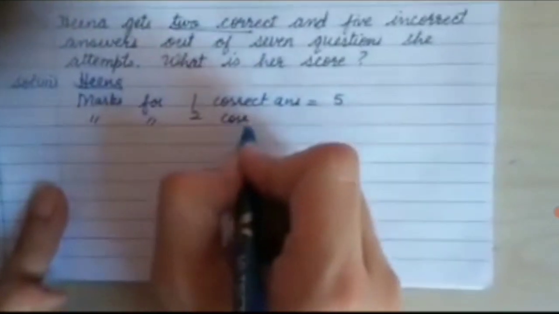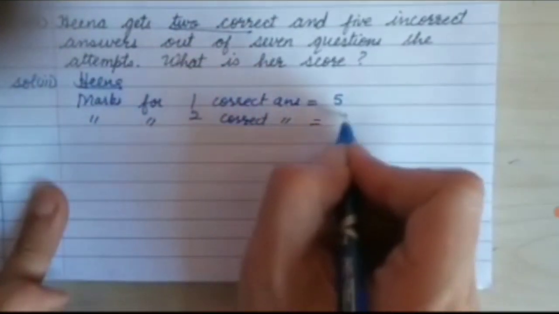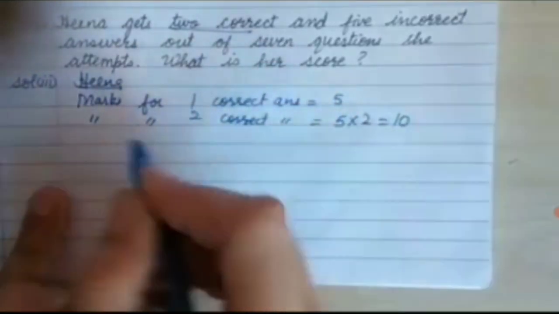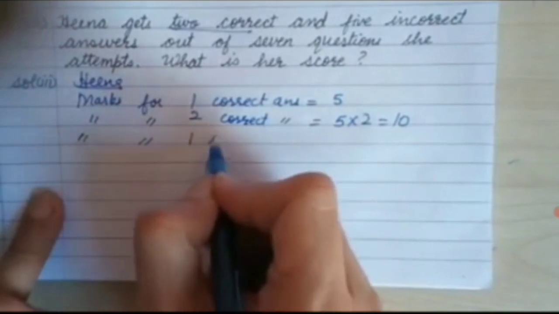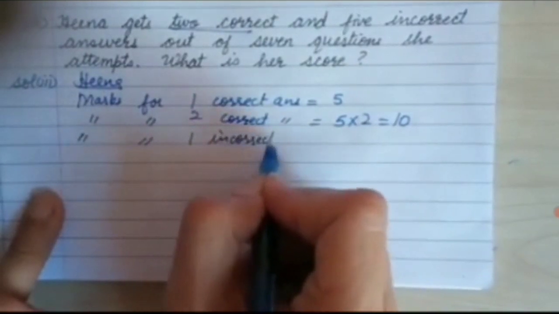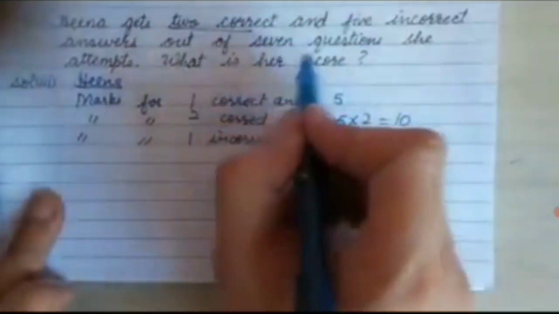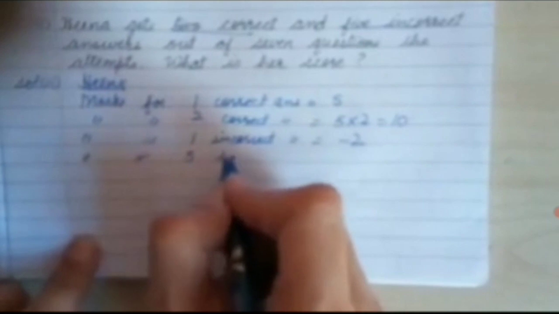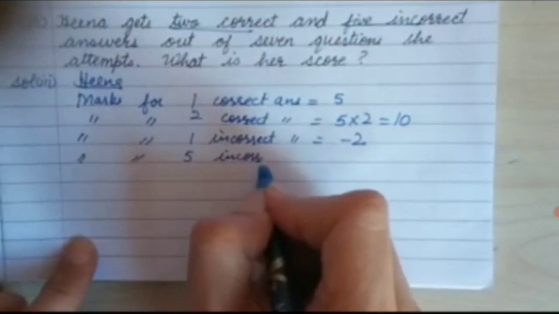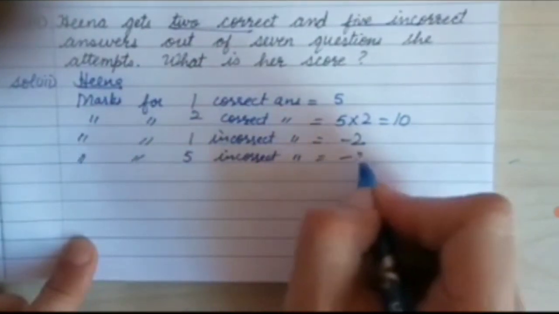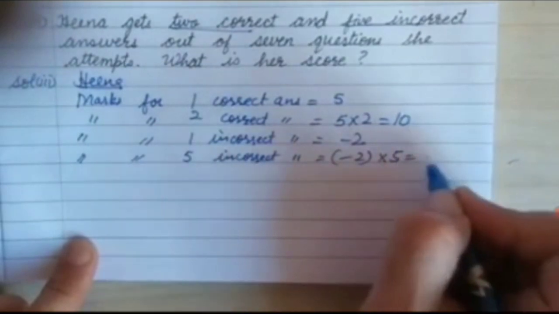It is nothing but 10. 5 twos is 10. Marks for 1 incorrect answer is minus 2. She gave 5 incorrect answers, so marks for 5 incorrect answers is minus 2 into 5, which is minus 10.